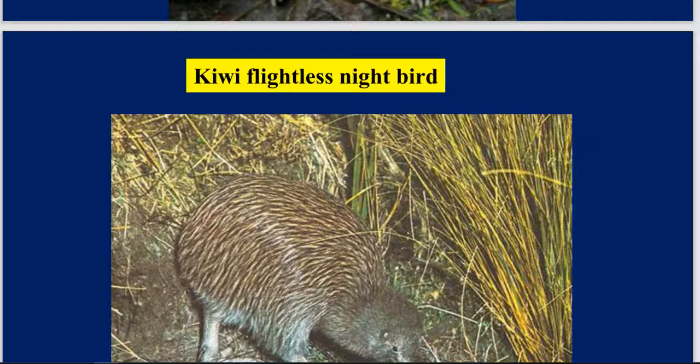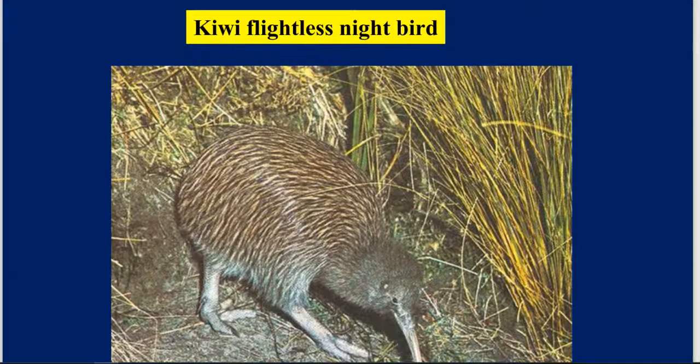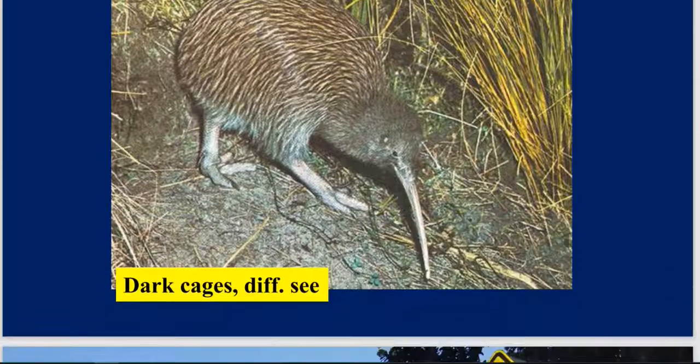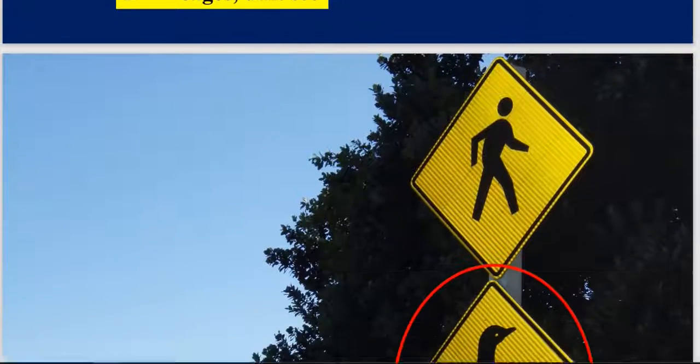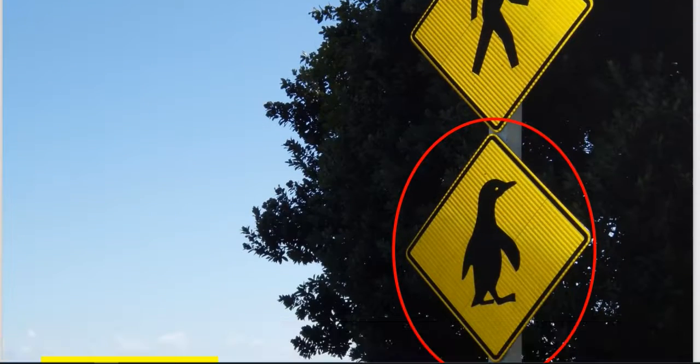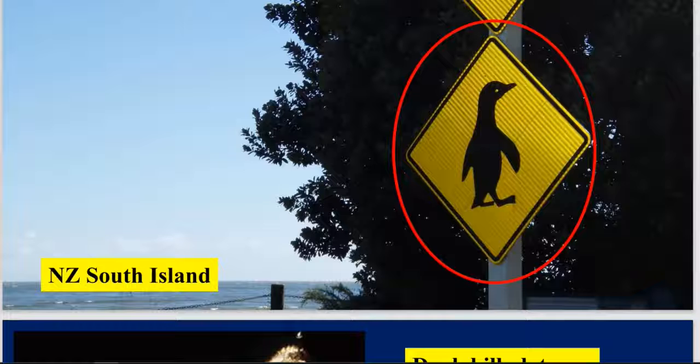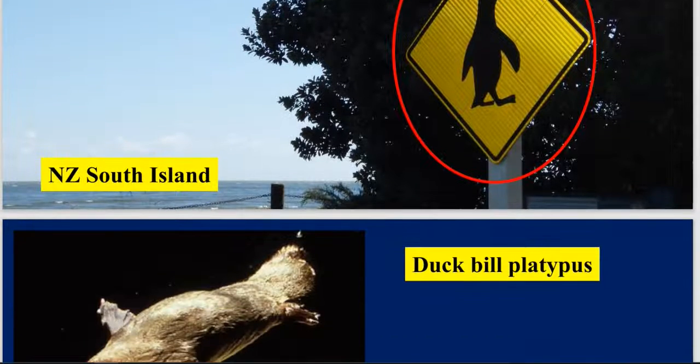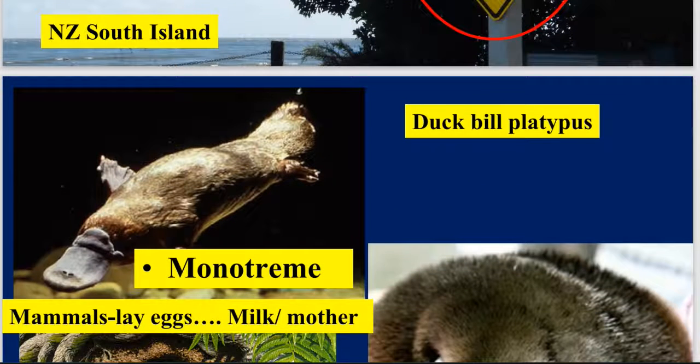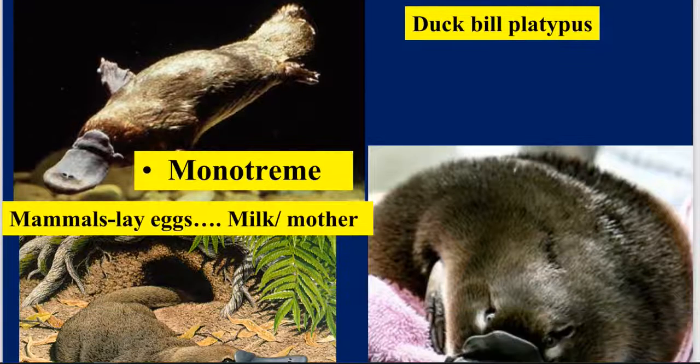You have the flightless kiwi. Can't fly. He's a night bird. He crawls around in the high grass looking for bugs. And then you have the penguins. All along the south area, which is facing Antarctica, you'll find penguins on the South Island of New Zealand and southern Australia. Then you have the duck-billed platypus, and maybe you'll recognize the word mono, meaning one.